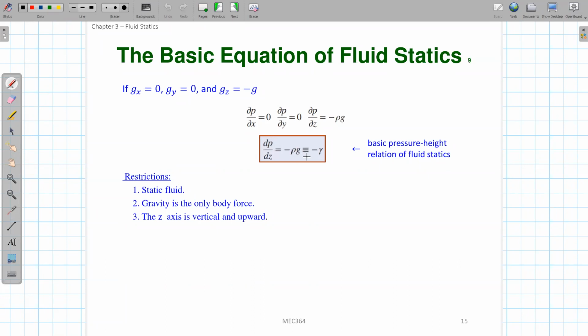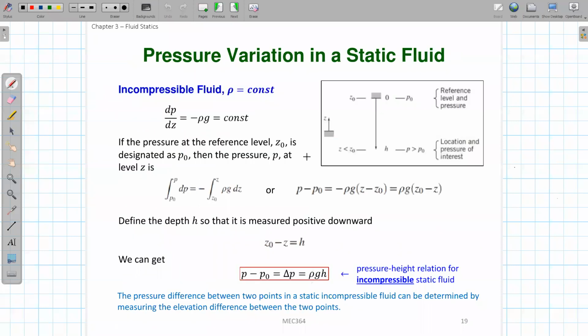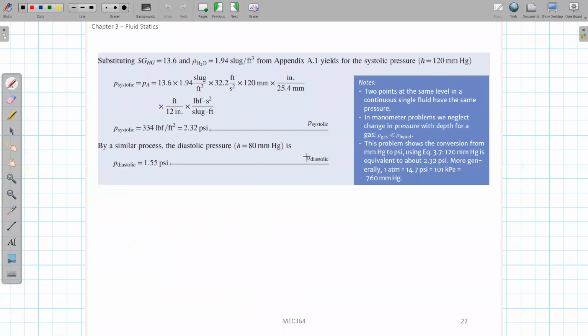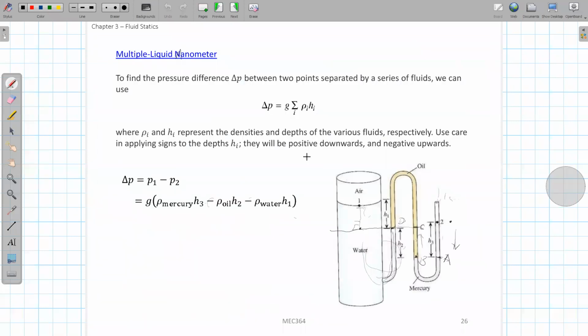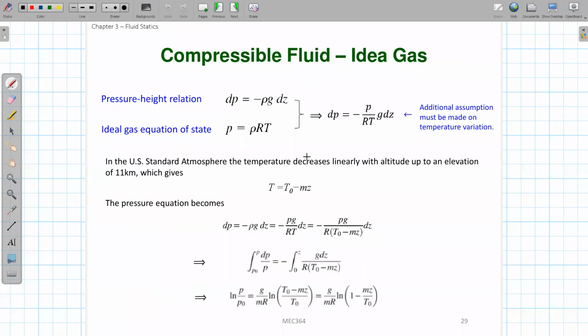Okay. So one example where your fluid is compressible, which means that your density is not constant, is air. Atmosphere, ideal gas. Okay. So assume that you have just the atmosphere.